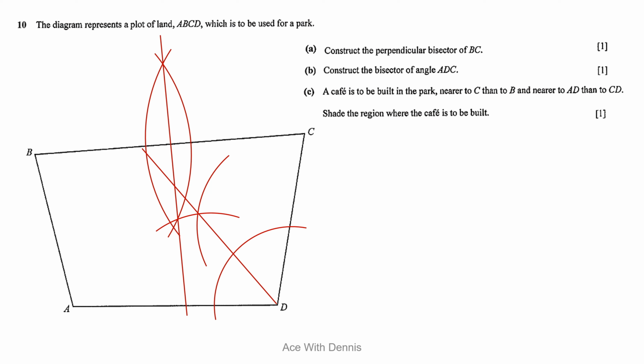And then the second criterion is it is nearer to AD than to CD. Then we need to refer to the angle bisector that we have drawn in part B. So since it is nearer to AD than to CD, the region will be below the angle bisector. Hence, combining these two criteria together, this will be the region that we need to shade.